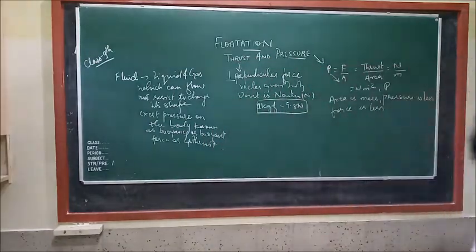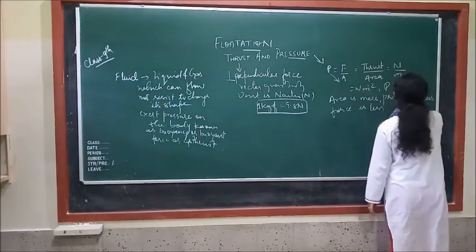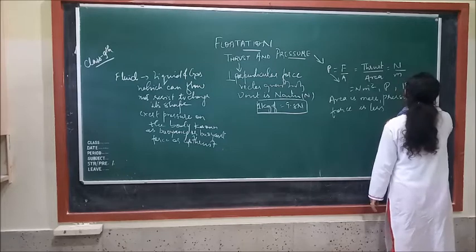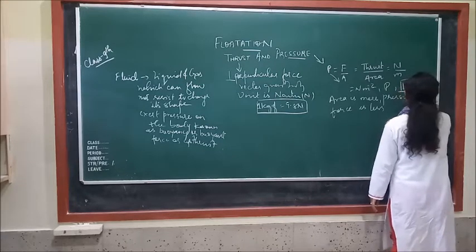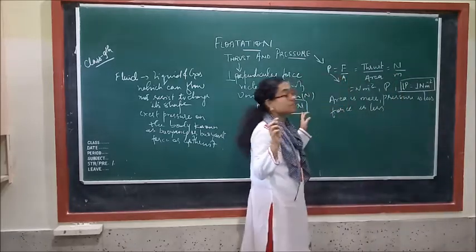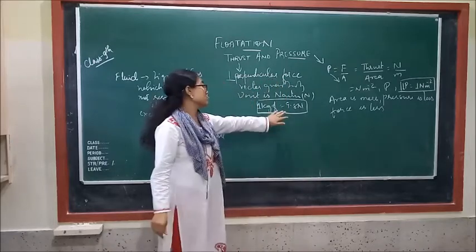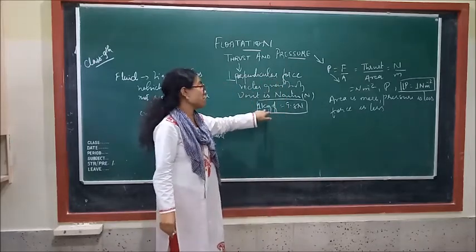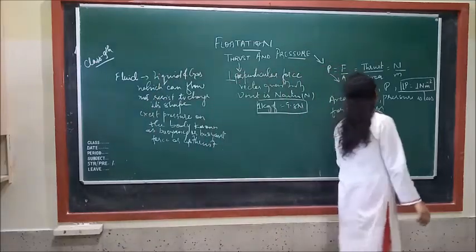From the book, there are so many examples. Here I want to write one relation also: 1 Pascal is equal to 1 Newton per meter square. Like that, 1 kgf is equal to, I forgot to write it, but these are the two very important relations. Suppose in a numerical they ask the answer in the form of kgf, then you should convert. So the area is more, pressure is less.